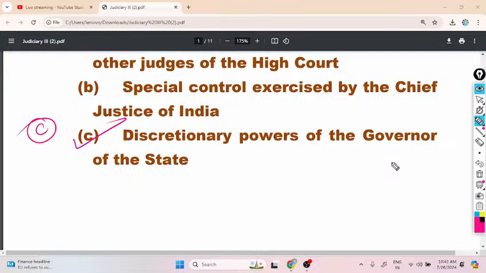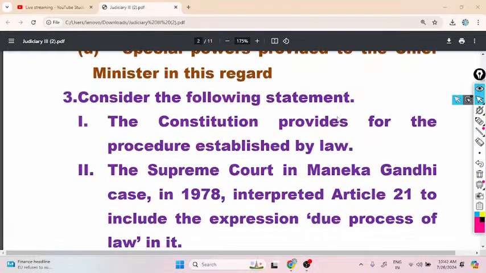It is Article 21. Consider the following statements. The Constitution provides for the procedure established by law. Yes, Article 21 mentions that. Procedure established by law is borrowed from the Japanese Constitution.